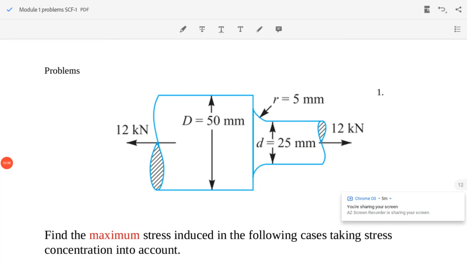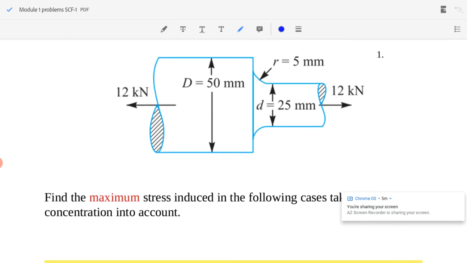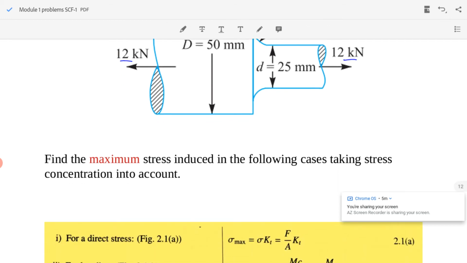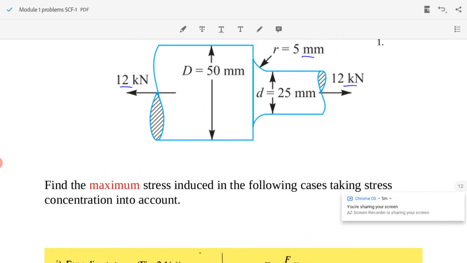Now we'll do a simple problem on stress concentration. Here we have a shaft with diameter 50 mm and 25 mm. They are connected by a fillet radius of 5 mm. It is subjected to a tensile load of 12 kN, and we have to find the maximum stress induced in the following case, taking the stress concentration into account. Here we can see that it is subjected to tensile force.